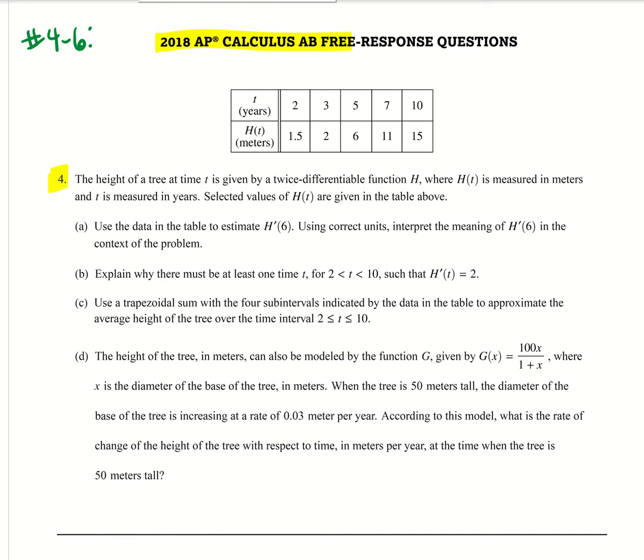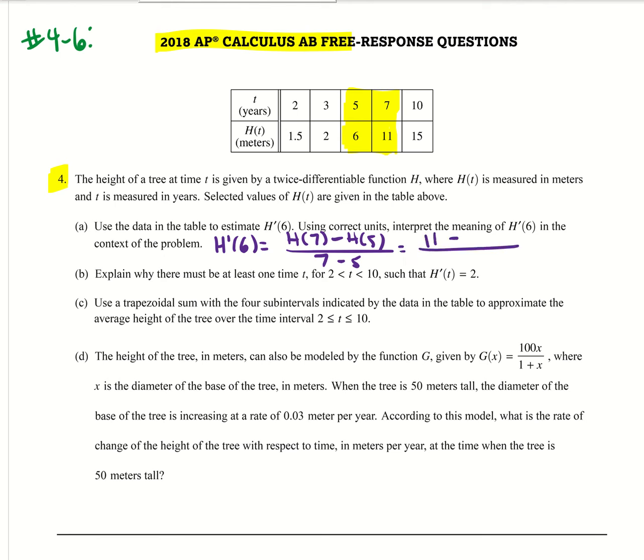H prime of 6. And then using correct units, we want to interpret the meaning of h prime of 6. If I look, you might notice 6 is not one of the inputs given on the table. So I'm going to use the two inputs that are bracketing 6, and use them to do this estimation. So h prime of 6 could be estimated by using h of 7 minus h of 5 over 7 minus 5. So I'm going to use slope to estimate this rate of change.